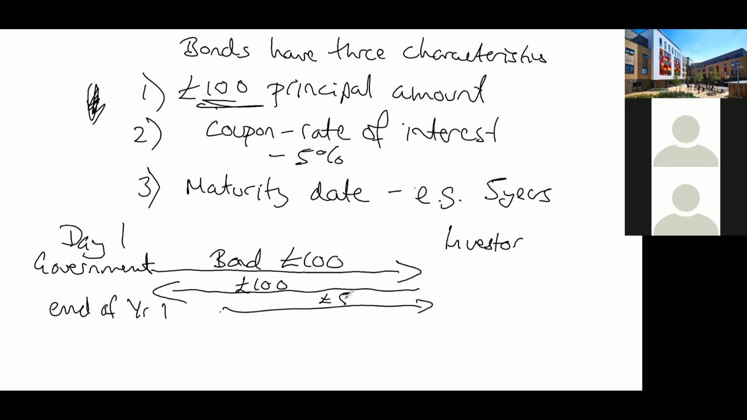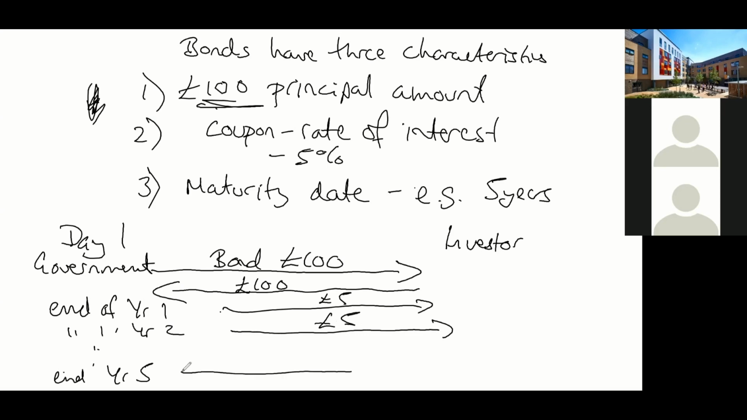the investor will get the £5 interest, the coupon. End of year two, they will get another £5. And on you go to end of year 5, whereby the government repays the £100 plus the last final £5 in interest. So over the 5 years, the investor has earned £25 in interest payments. Obviously, this is excluding compounding, etc. But this is essentially how bond markets work.